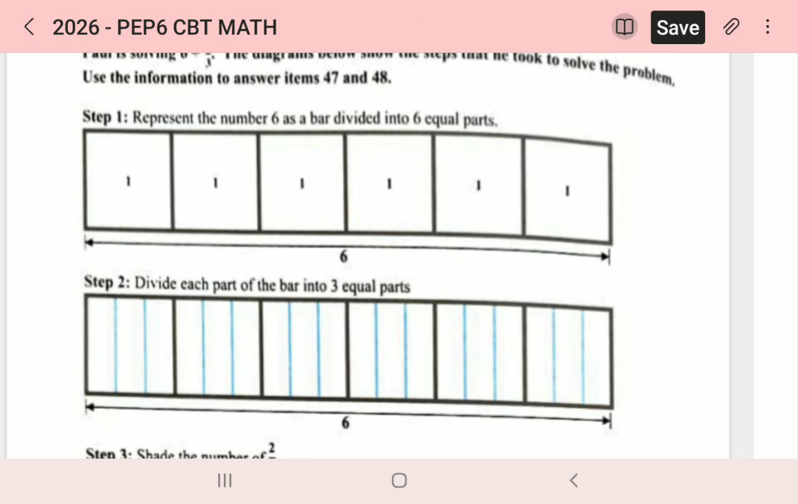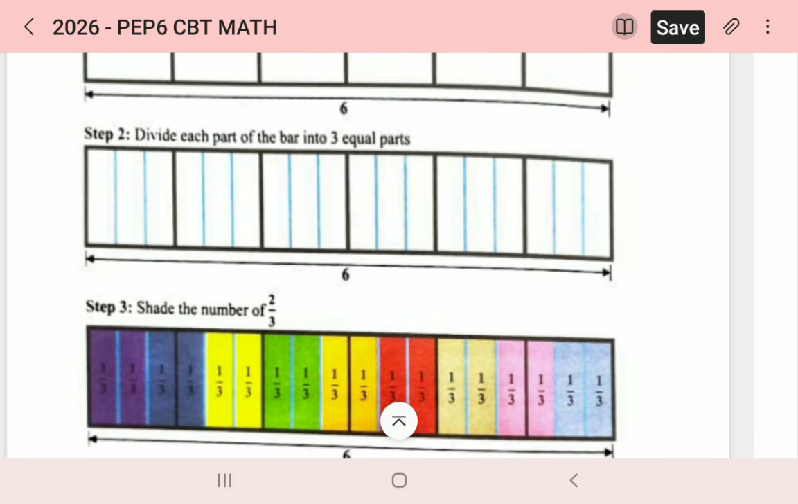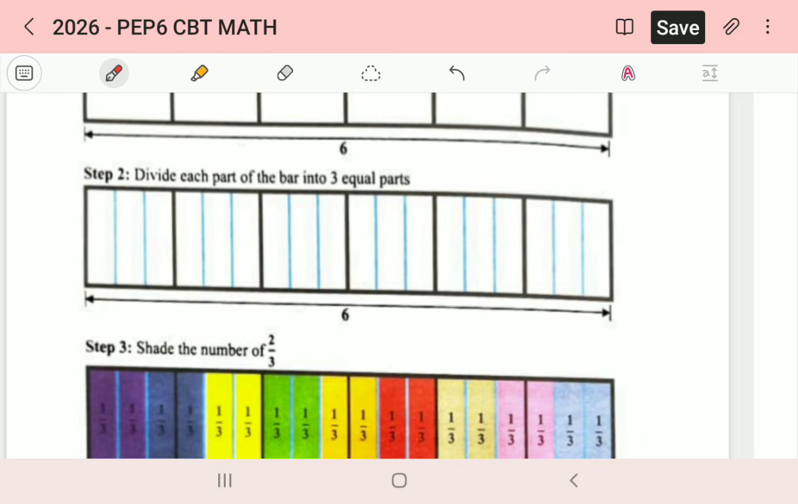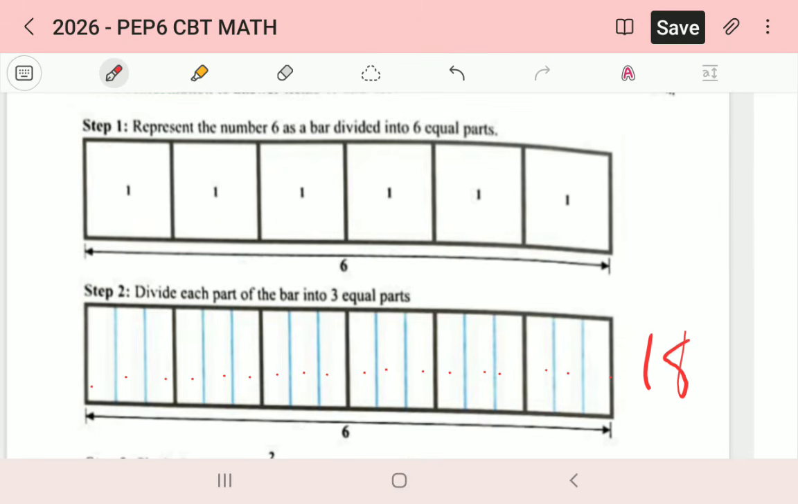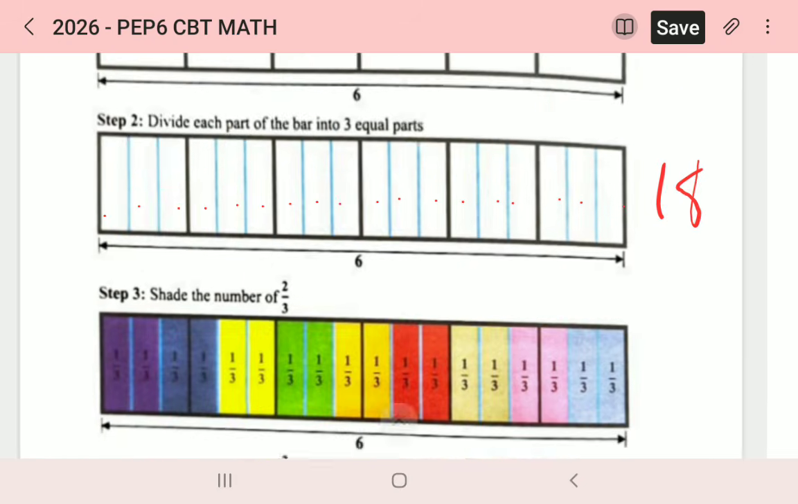Step 1, represent the number 6 as a bar divided into 6 parts. So it's 6 wholes, 1, 2, 3, 4, 5, 6. Step 2 says he divides each part into 3. So each 1/6 is divided into thirds. So you're looking at how many you have in this now. 1, 2, 3, 4, 5, 6, 7, 8, 9, 10, 11, 12, 13, 14, 15, 16, 17, 18. 3 sixes are 18. While up top here, you only have 6. All right. Let's move on.